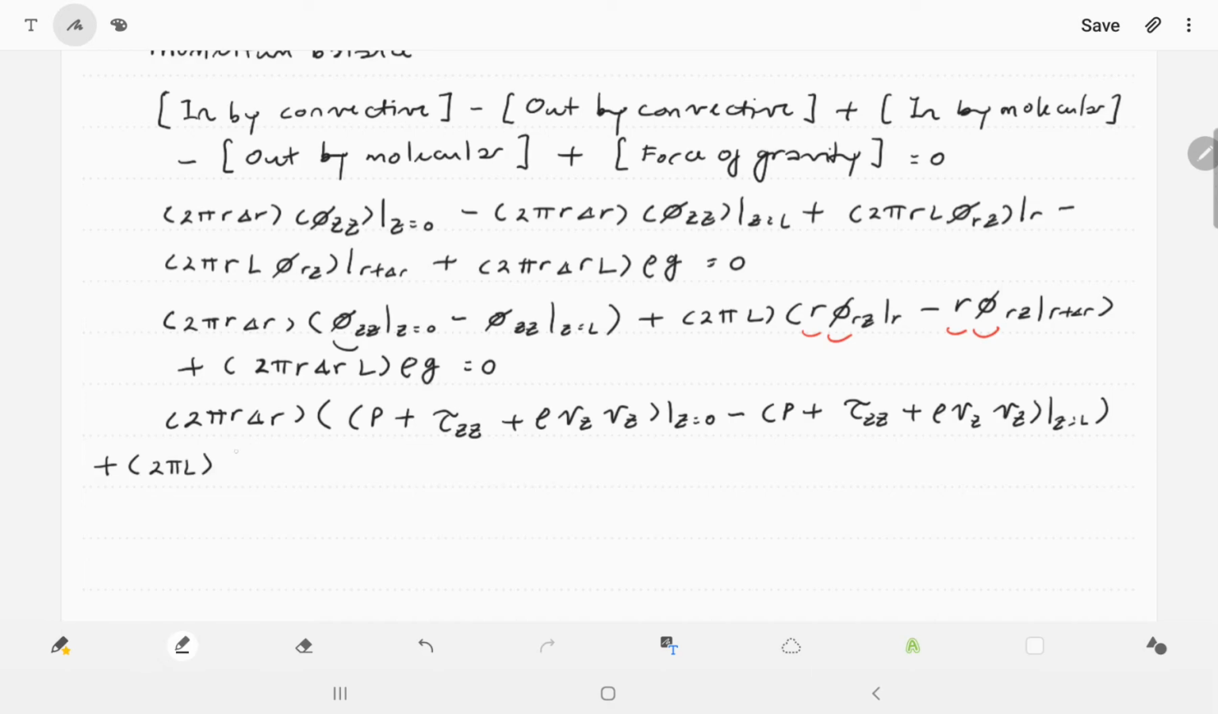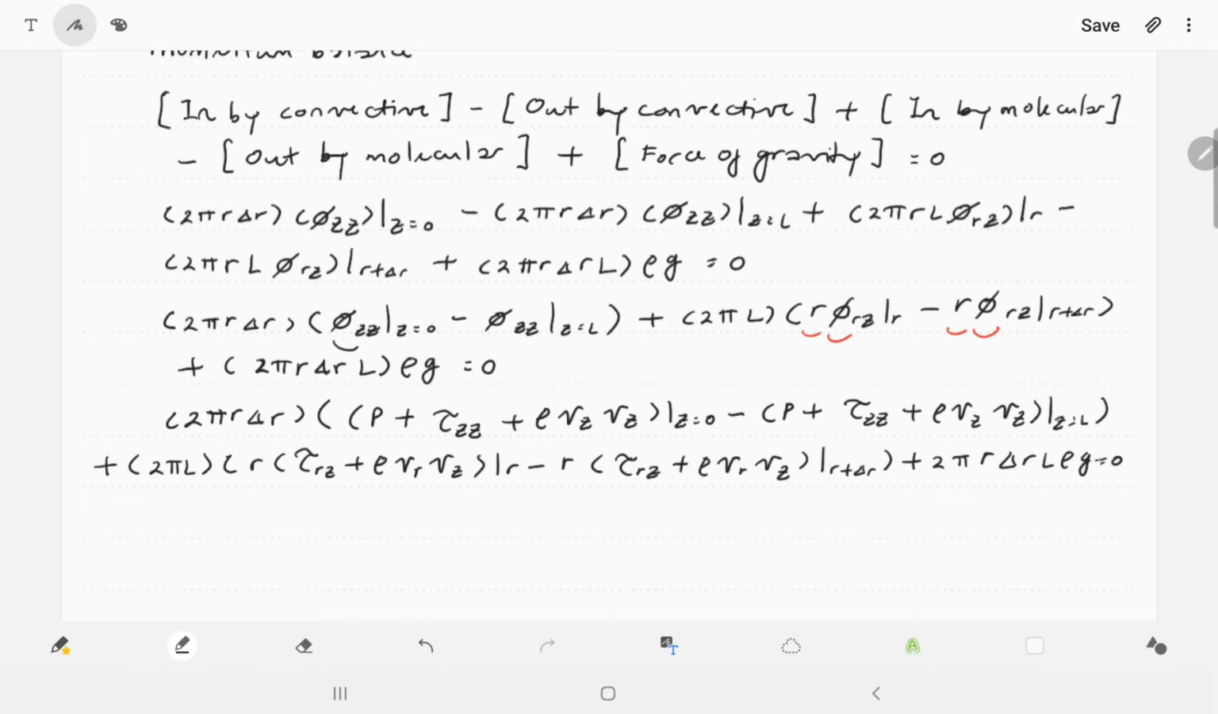2 pi L r tau rz plus rho. Sorry, I put in a wrong term. vr vz at r minus r tau rz plus rho vr vz at r plus delta r plus 2 pi r delta r L rho g is equal to 0.